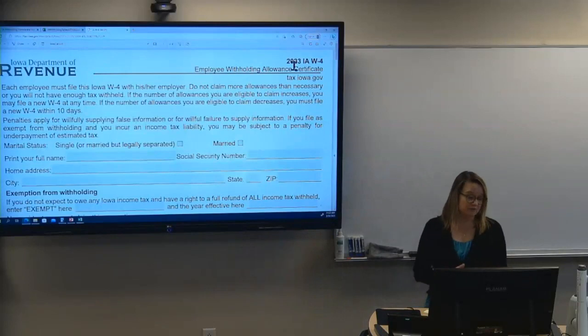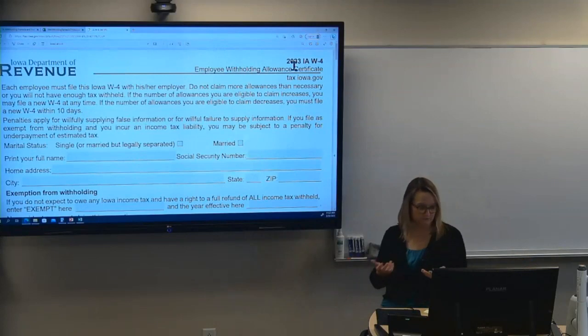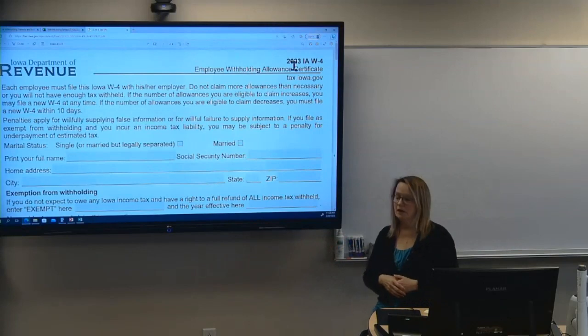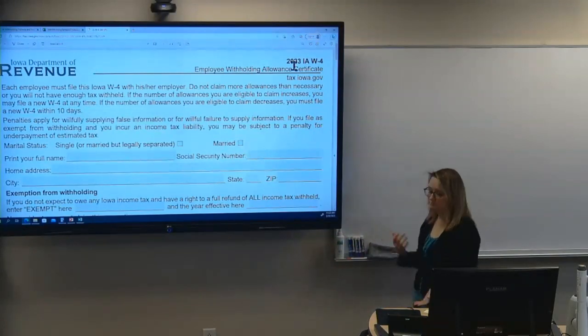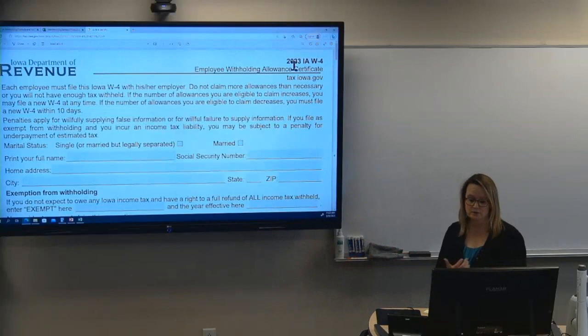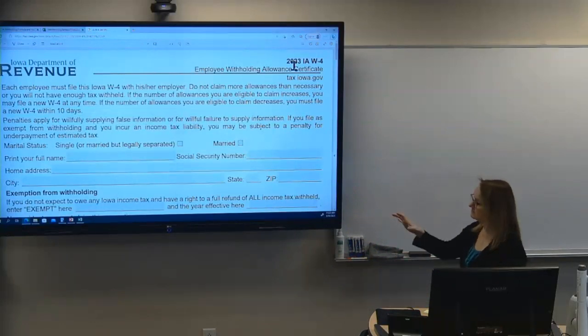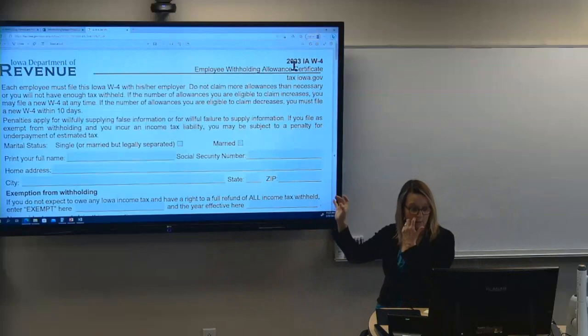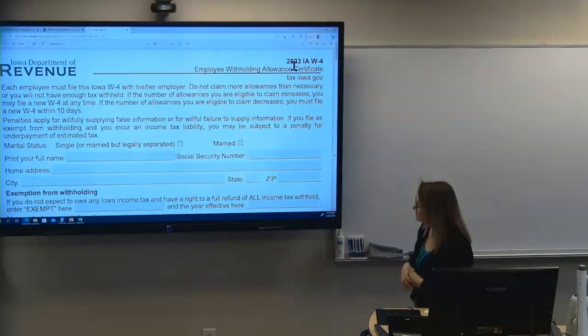And if an employee changes their federal W-4 information, they're probably going to want to fill out a new Iowa W-4 form as well. Because chances are, like if they got married or they got divorced or anything like that, it will change how Iowa withholds on their income as well.